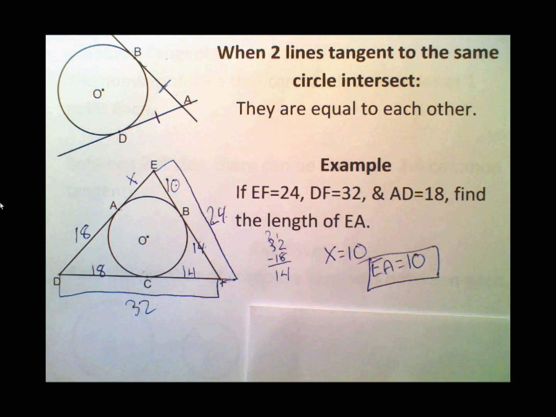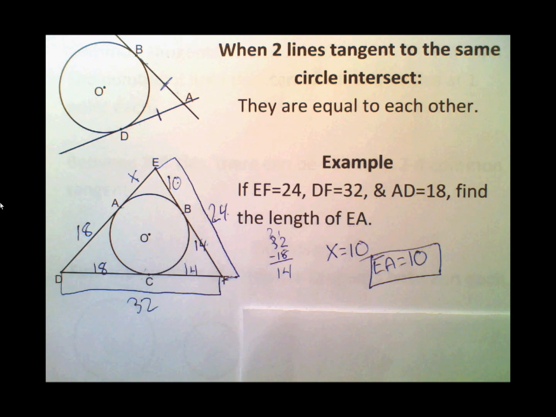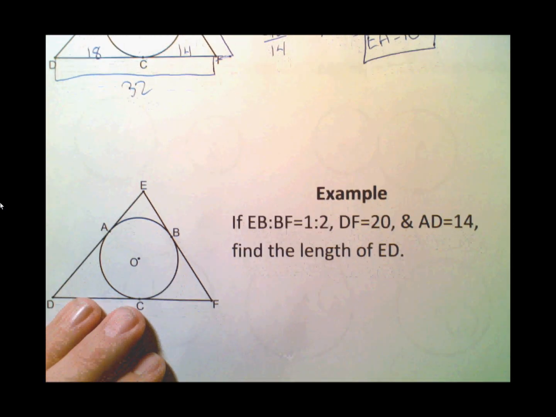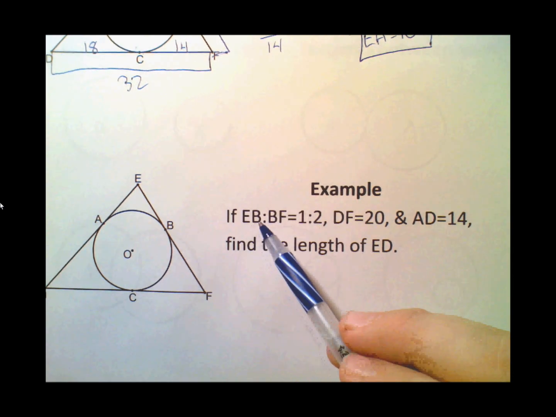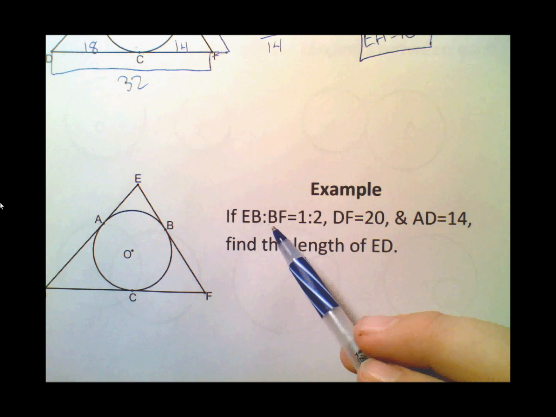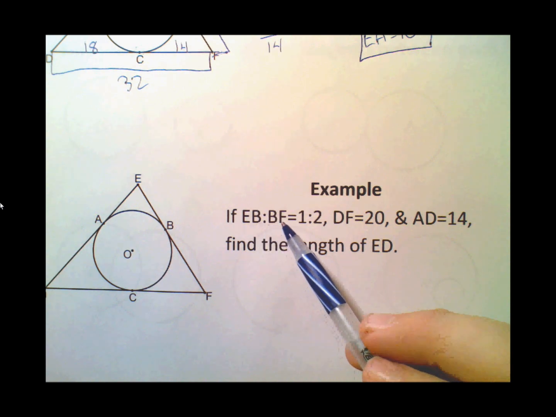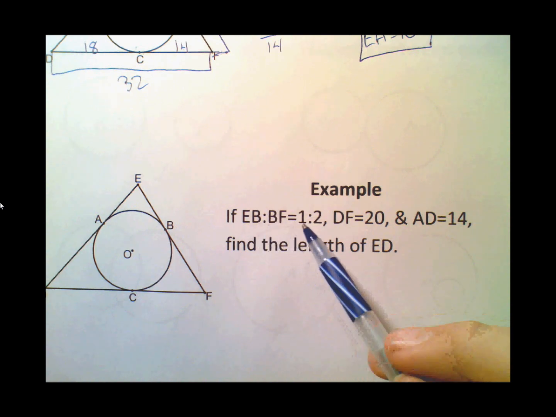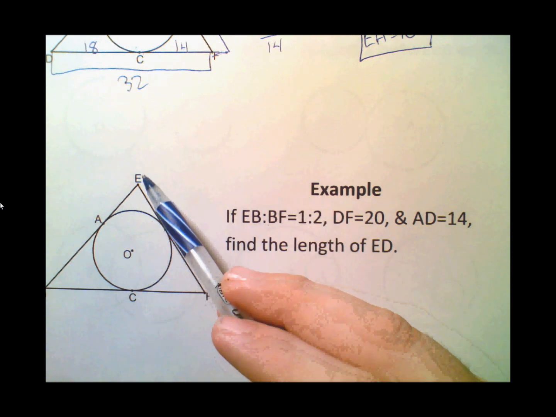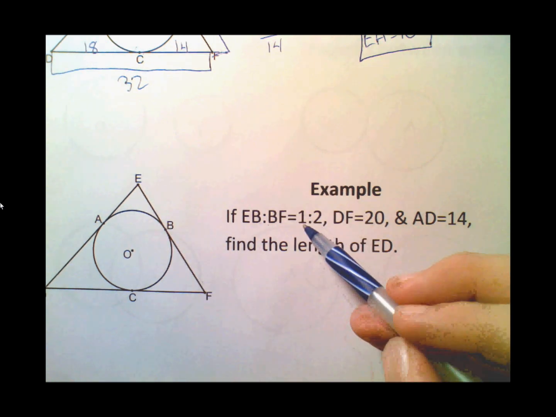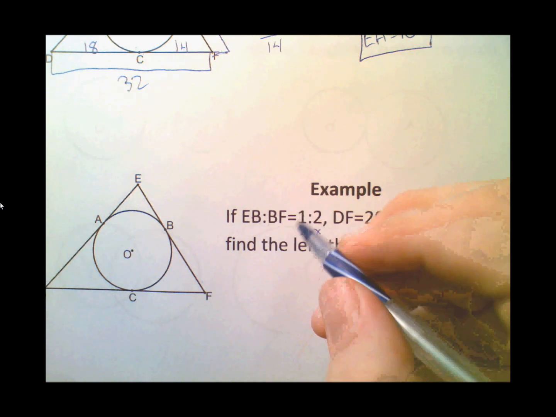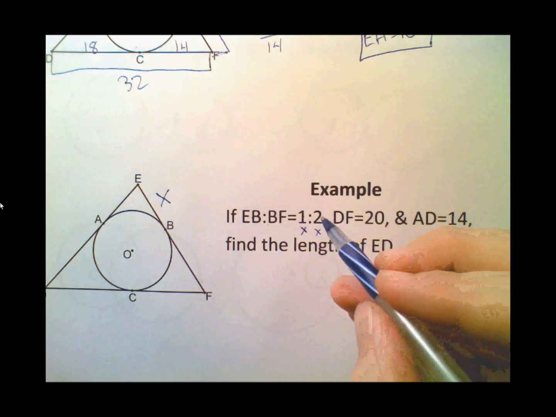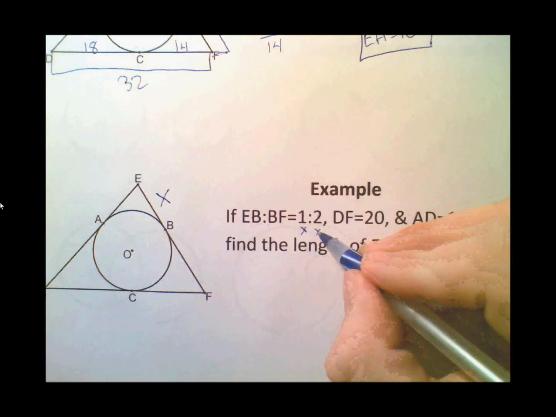Now, I sort of love these problems. I think they're sort of super awesome, but let's go over one more. Oh no, that colon came back. Now, if EB to BF equals 1 to 2. I'm talking about EB and BF. Remember, when you have a ratio, you put the x's. EB is the first one, so EB is going to be x, and BF is going to be 2x.